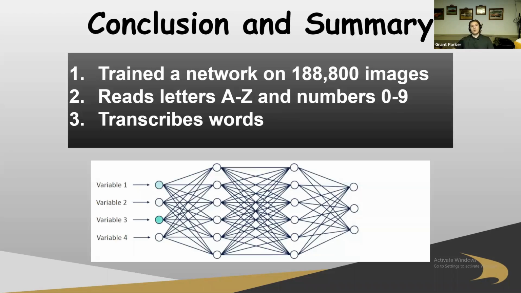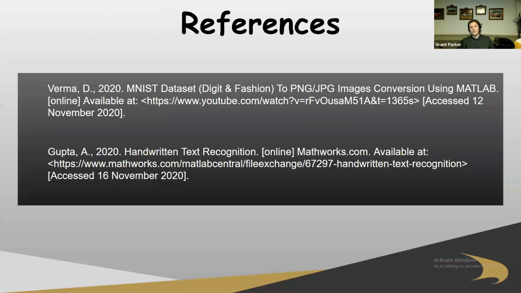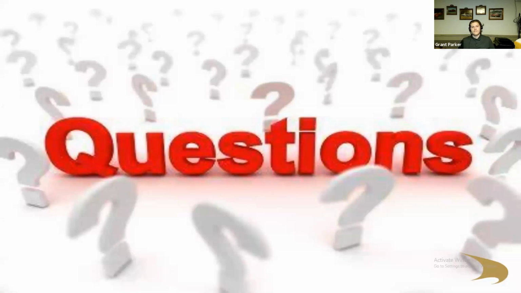So overall, we trained the network on almost 200,000 images, and it can now read letters A through Z and numbers. Not always consistent, but when testing, it was about 90% consistent. And we are able to transcribe words into a text document with spaces now. So that was a big help. These are our references. Any questions? Great job, Group 9.